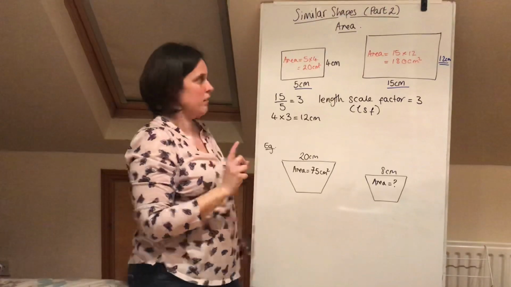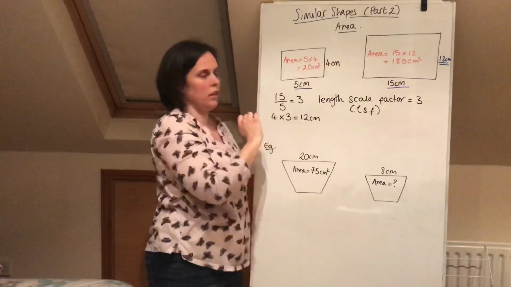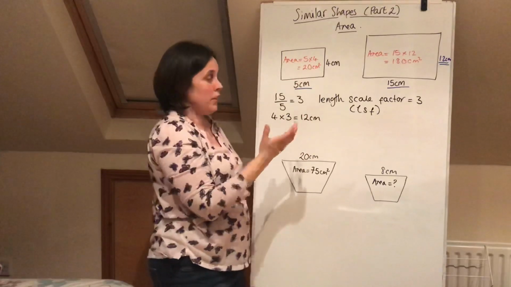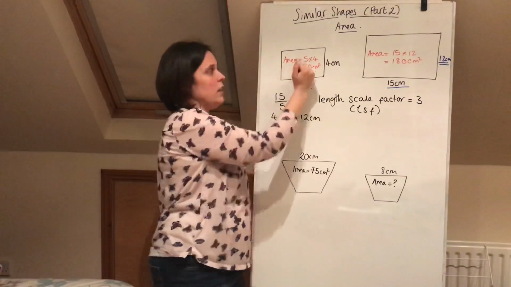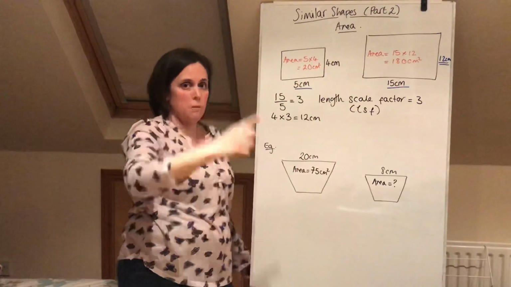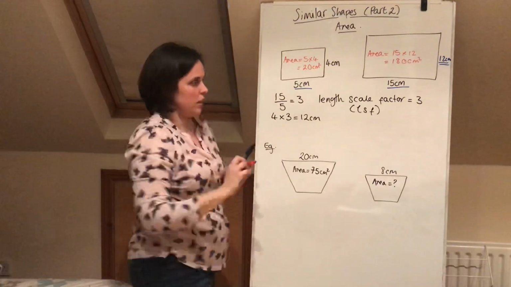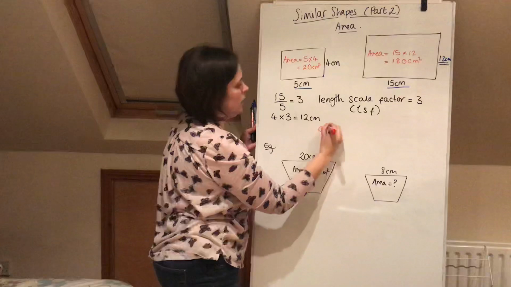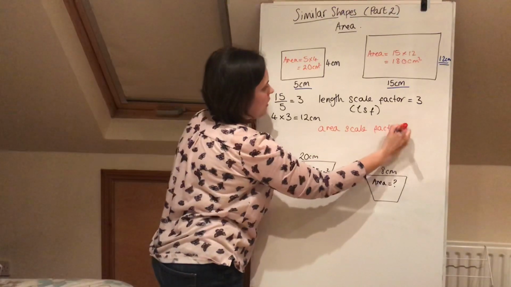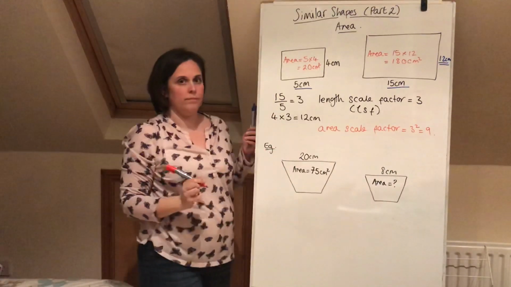And there's a simple reason for that. The 5 has been multiplied by 3 to give us 15. The 4 has also been multiplied by 3 to give us 12. So if you think about it, you've done 5 times 3 times 4 times 3 to give us the 180. So 3 has been multiplied twice. So therefore the area scale factor is actually 3 squared, which is 9, okay?